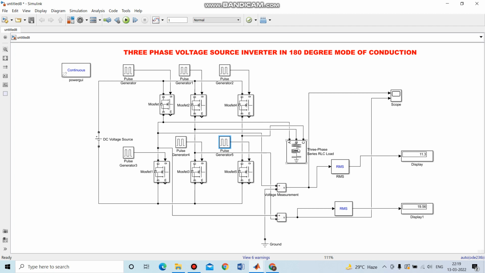We are using three-phase inputs, so we connect a three-phase load. This is your three-phase series RLC load. The output of the load can be seen through the voltage measurement. The two voltage measurements are given to the RMS value blocks, so they can show the output on the display. After connecting all the circuits, we save the model, then run the simulation. Once the model is simulated, we are going to see the output.